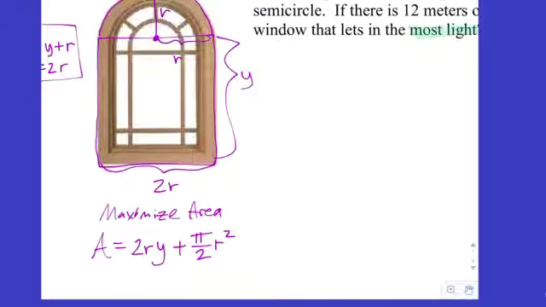It's easier to pull the half out front with the pi and call it the coefficient. So pi r squared divided by 2 is the same as pi halves r squared. So there's your rectangular base plus the semicircular top. Okay, great. So I have my equation for the area, but it's in terms of both r and y. And I want it to be in terms of r or in terms of y, but not both. So what's my constraint? What's preventing me from making this window infinitely large?